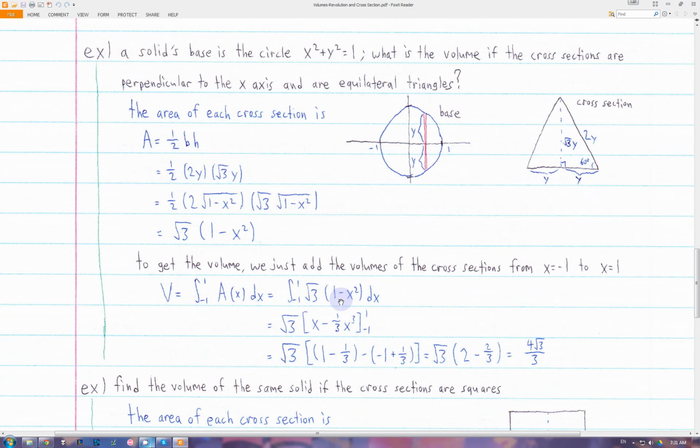Basically, you just have to identify which shape the cross-sections are, and then imagine putting them on the base of the solid, and find the area of each cross-section by drawing out the shape and labeling the lengths. You have to identify where the y value fits in.